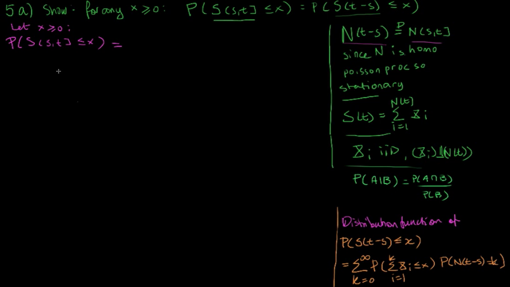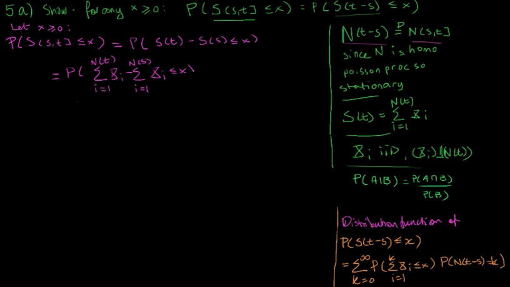Well, let's start by writing up the definition. This notation actually stands for the difference between the total claim amount at time t and the total claim amount at time s. And recall the definition of the total claim amount. It's this sum expression. So it's the probability that this minus this is smaller than or equal to x, right?